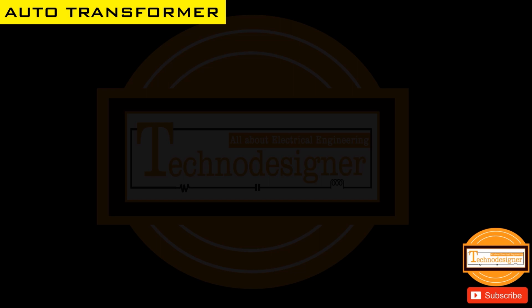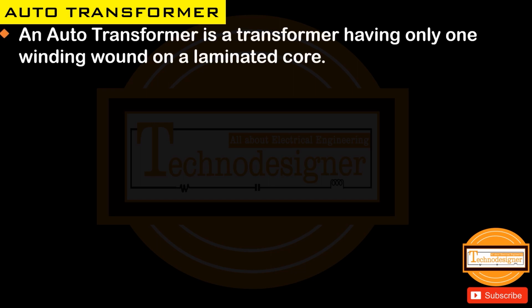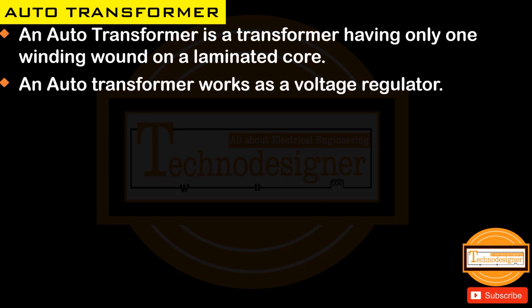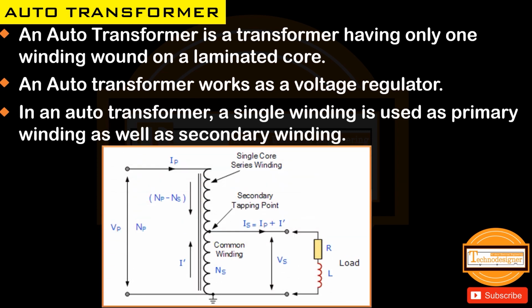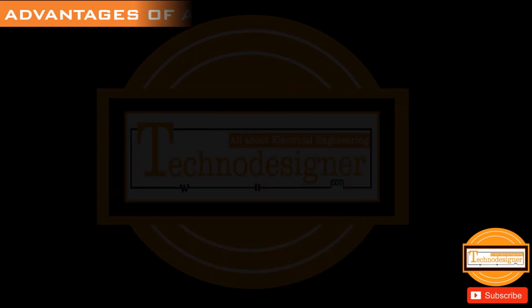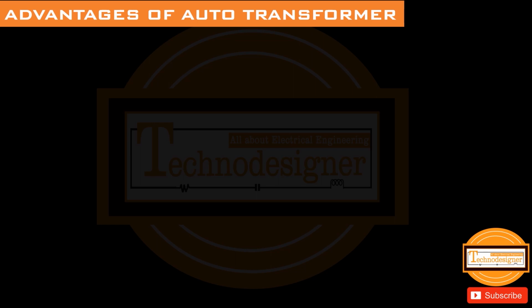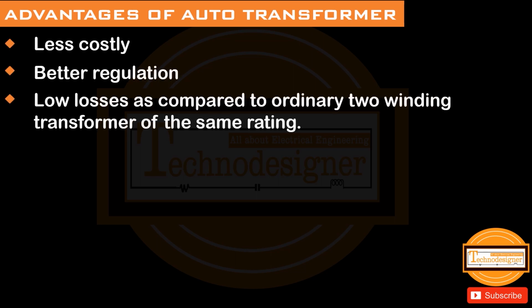Autotransformer. An autotransformer is a transformer having only one winding wound on a laminated core. An autotransformer works as a voltage regulator. In an autotransformer, a single winding is used as primary winding as well as secondary winding. Advantages of autotransformer: less costly, better regulation, low losses as compared to an ordinary two-winding transformer of the same rating.